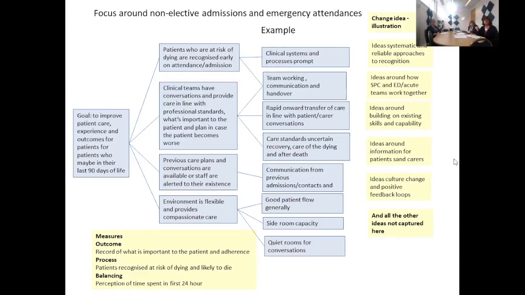So thinking about measures, we've got some measures there. When we've been talking to you, you've been telling us that the outcome measure you'd be looking for in those case files is the documentation of what's important to the patient, and have we met that? And in many cases, you're saying you're not even seeing that recorded at this stage. So is that an important measure? Process measures, and we've put a process measure up there around recognition of those at risk of dying and likely to die. So we'll be seeing those process measures.